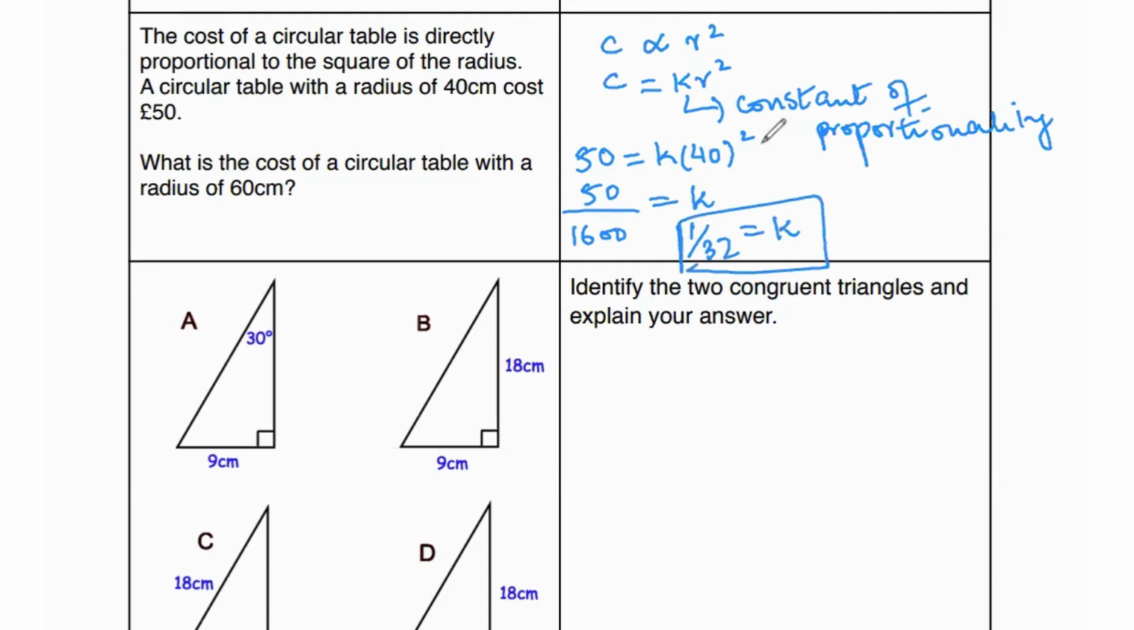Now we substitute the value of K in the equation and then again find the cost. So C equals 1 over 32 times R squared, which is 1 over 32 times 60 squared, and that equals 112.5 pounds. That's the cost of a circular table with a radius of 60 centimeters.